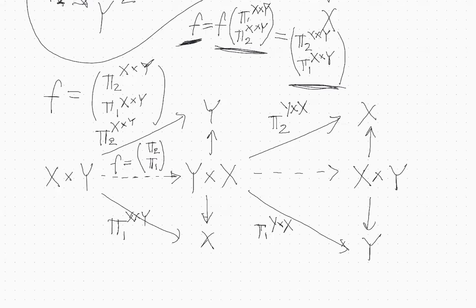Pi 2, pi 1. It looks similar because we're not writing the superscripts, but remember superscripts should actually be there. So f and g are not the same morphism. They're defined similarly, but they're not identically the same morphisms. One goes from xy to yx, and the other goes backwards.